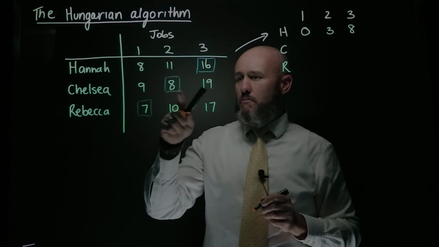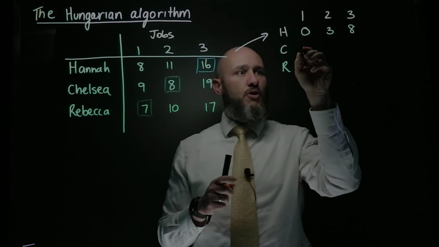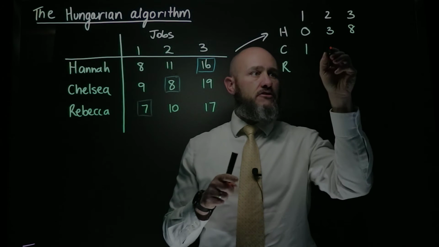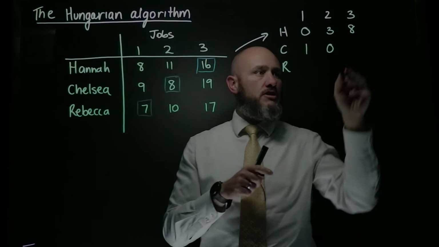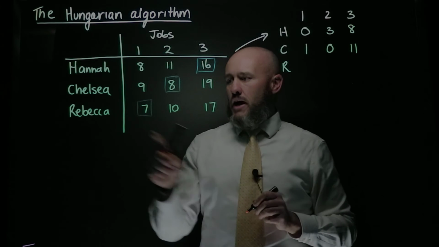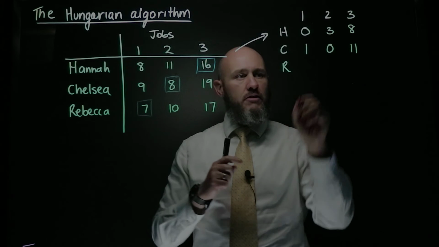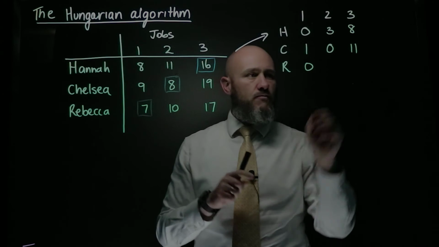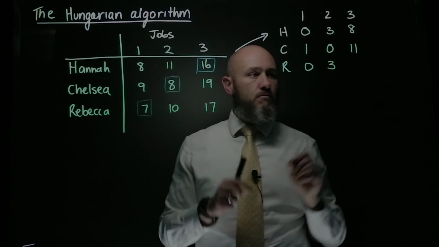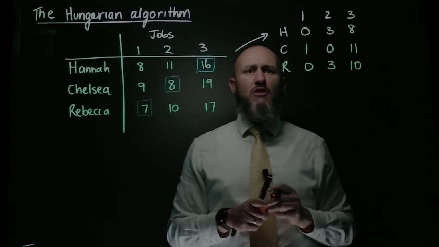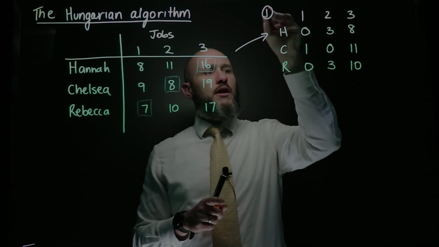Then Chelsea's minimum value is 8. So I subtract 8 from 9 to get 1, 8 from 8 to get 0, and then 8 from 19, which gives me 11. And Rebecca's minimum value is 7. 7 from 7 is 0, 7 from 10 is 3, and 7 from 17 is 10. So there's my row reduction, and this is step 1.